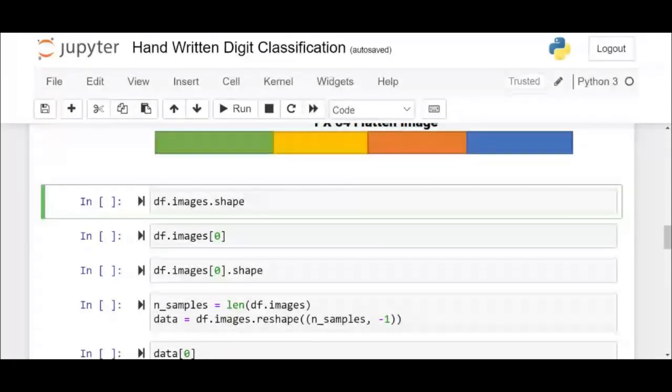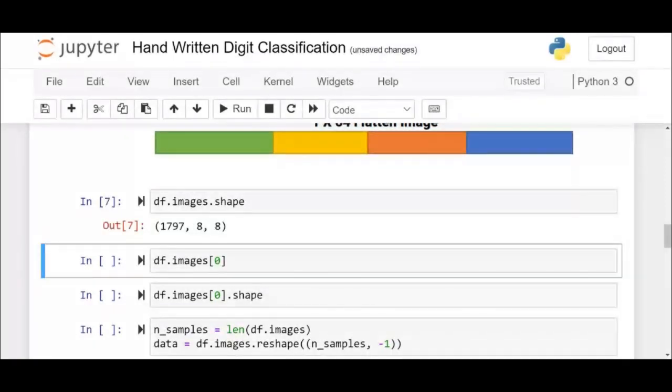Okay, so let's see what the image shape is. There are 1797 images. So what is the 8 by 8 pixel? That's why this is there. So we have 1797 images of handwritten digits from 0 to 9, each of 8 by 8 pixel.